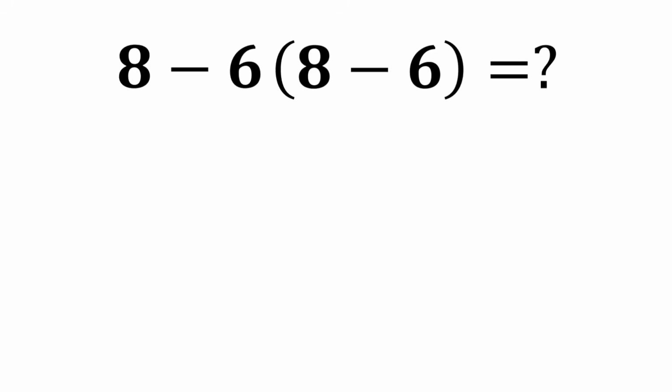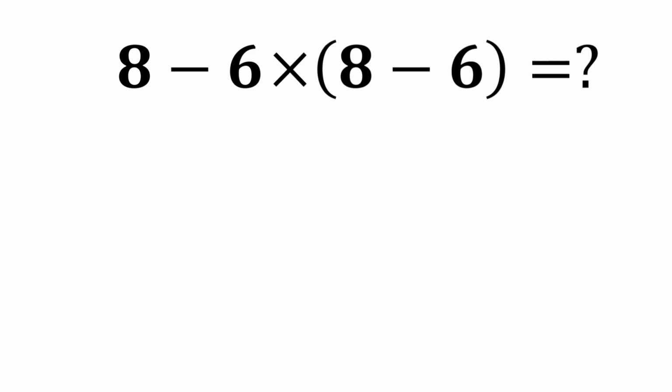The expression is 8 minus 6 times open parenthesis, 8 minus 6, close parenthesis. In this expression, we have a subtraction, a multiplication, and a pair of parentheses. Inside the parentheses, there is another subtraction. The multiplication sign is written here. In mathematics, when a number is placed next to parentheses, it means that the number is multiplied by the expression inside the parentheses. However, for simplicity, the multiplication sign is usually not written.